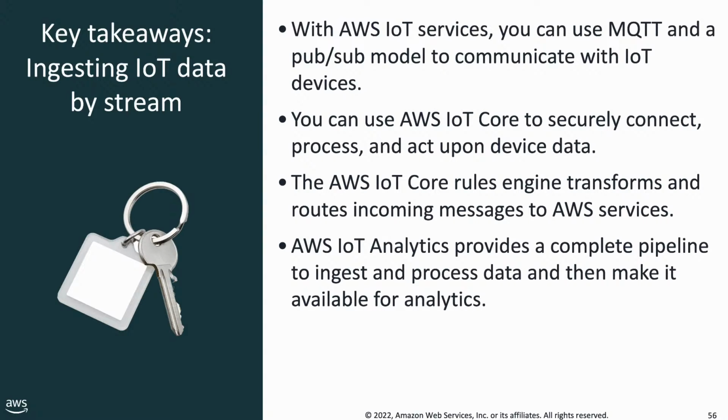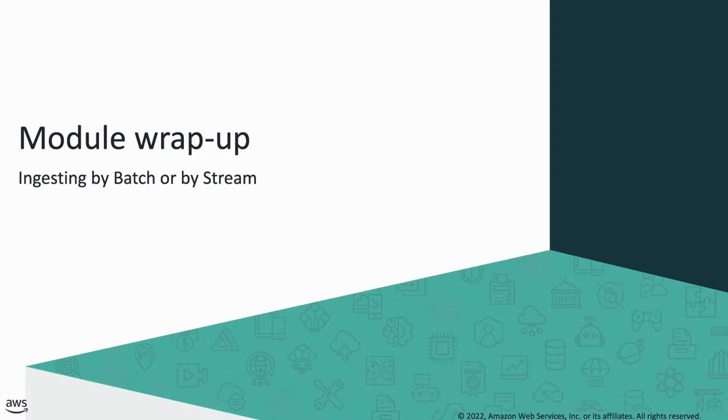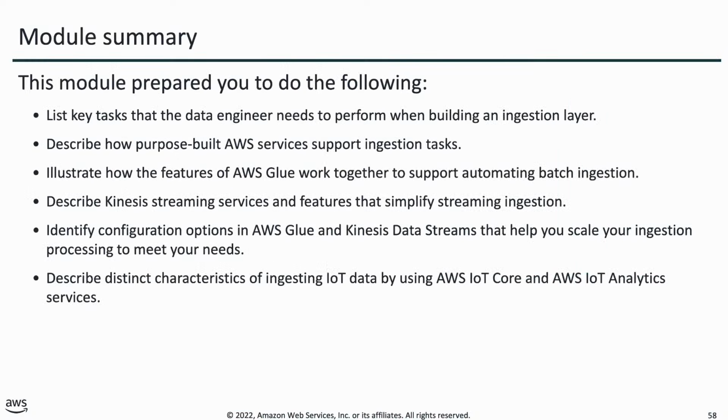Now, if we think about IoT devices using a pub-sub model to communicate with each other, in a pub-sub model, the publishers send messages to a topic and the subscribers subscribe to that topic. Really, in a nutshell here, we've covered quite a bit of data, so let's go ahead and wrap it up.